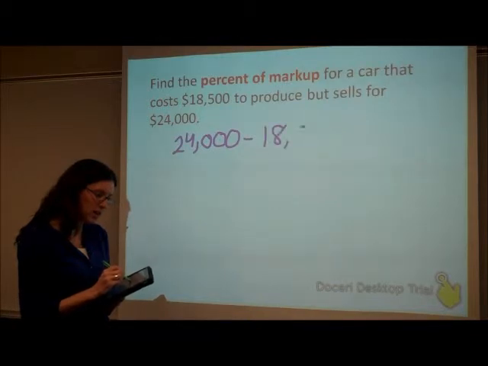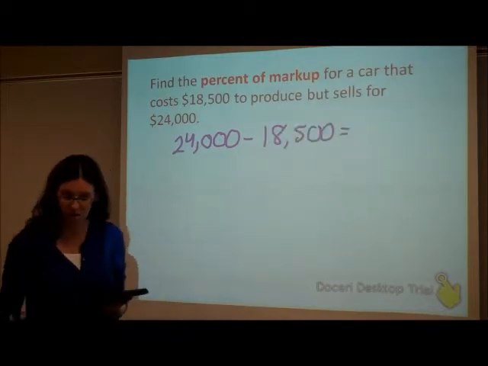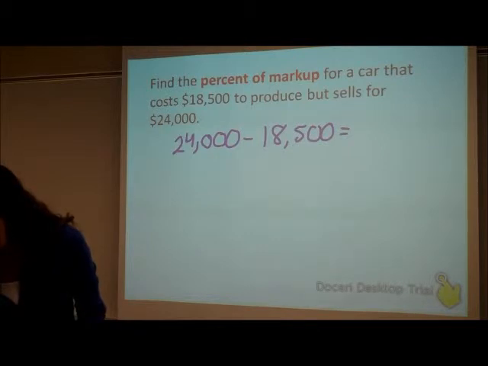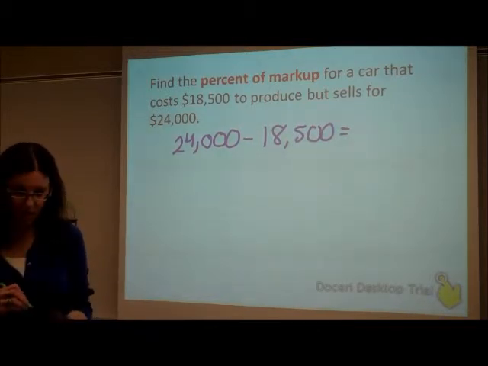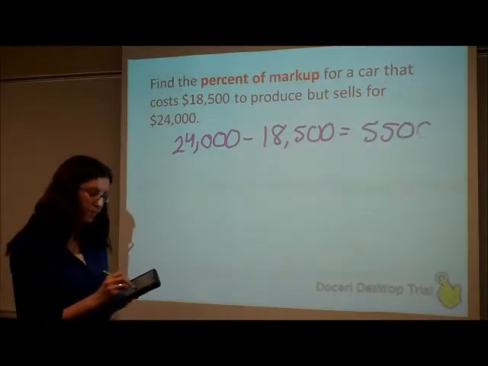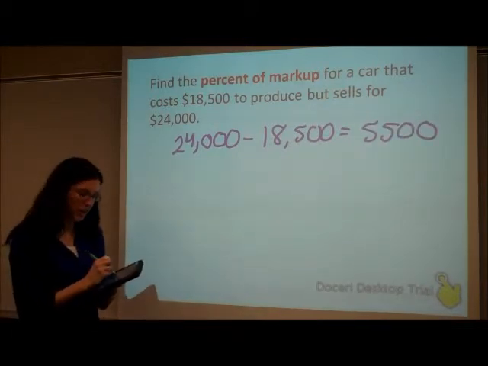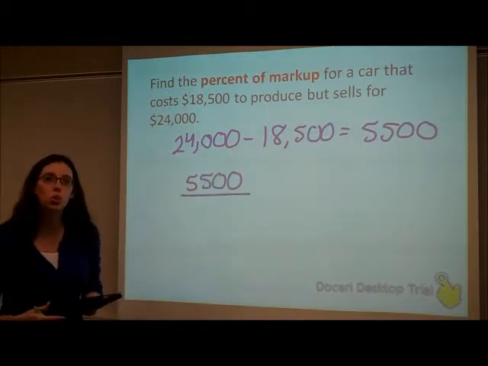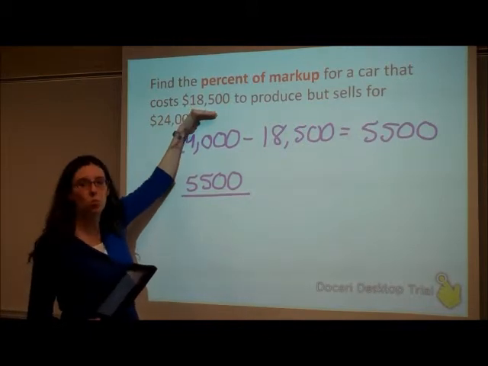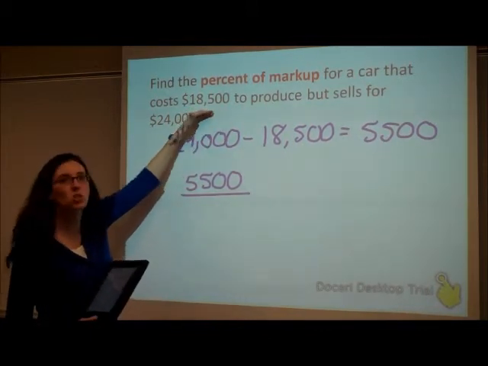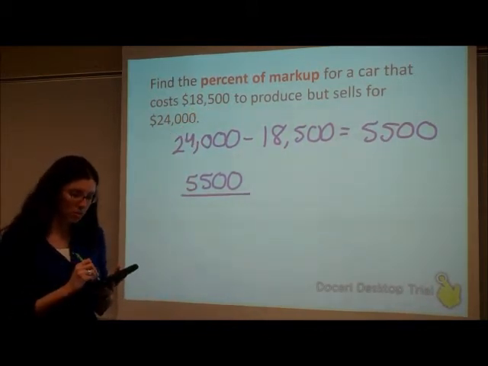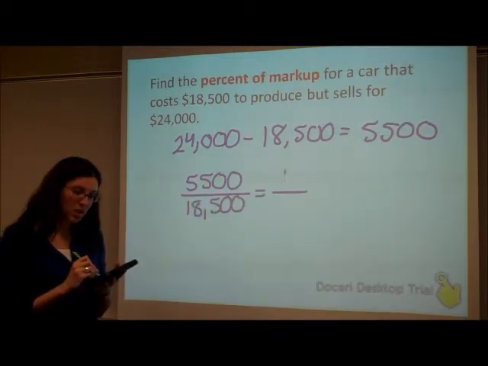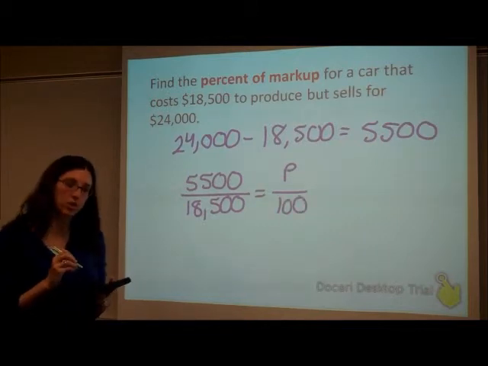minus the $18,500. So that is $5,500. So that was my amount of change. So that's going to go in the top of my proportion. The original price is what you're starting with. Okay, how much does it cost to produce? So that's my 18,500. That will equal the ratio of the percent over 100.